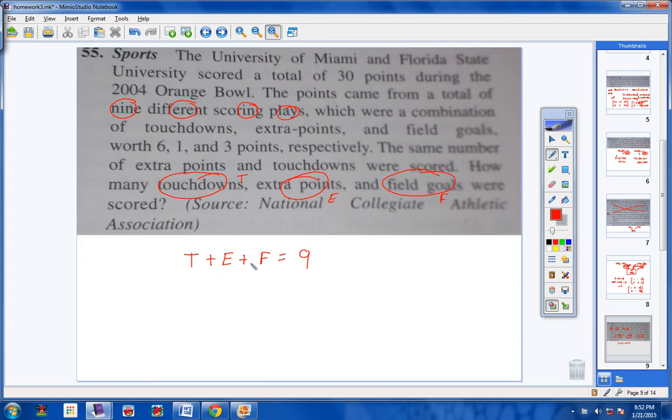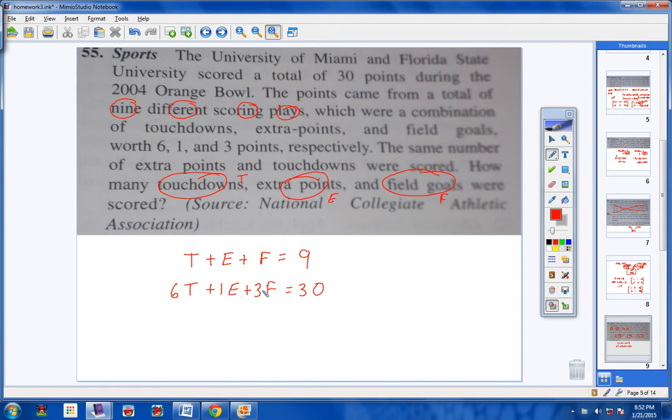So I have 3 unknowns. I need 3 equations. Let's see what else I can figure out here. Oh, they scored a total of how many points? 30. So if I take every touchdown and multiply it by 6, take every extra point and multiply it by 1, and take every field goal and multiply it by 3, I'm going to get a total of how many points? 30.